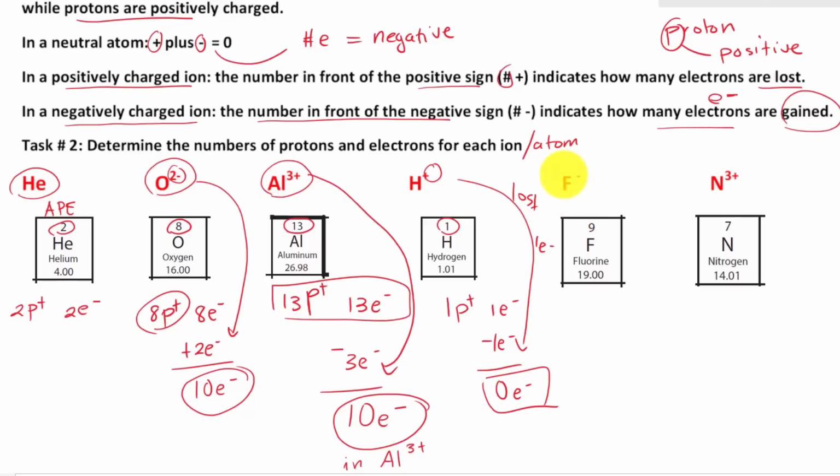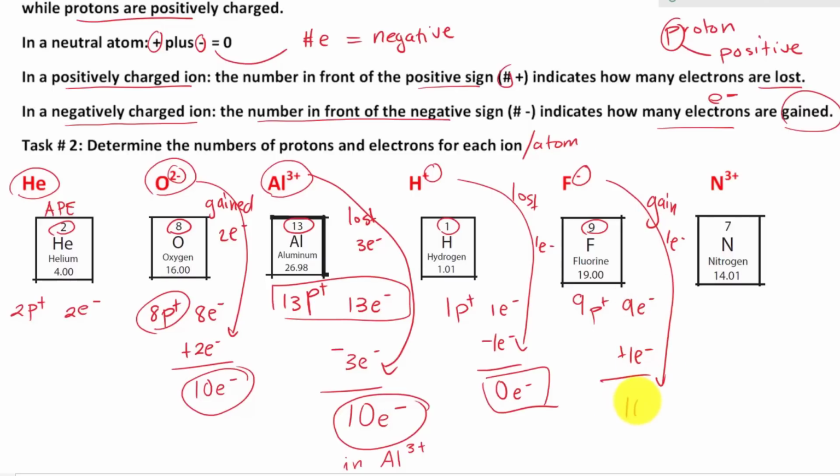Let's try this one the other way around, where we have fluorine minus. And fluorine has the atomic number of 9, so originally it has 9 protons, and it has 9 electrons. So now it has a negative. What does that negative indicate? It has gained 1 electron right there. In this case, gaining 1, because I know that number 1 must be in front of that negative charge, because there's no number there. So if it's gaining one, we add one more electron. So now what do we have total? We have 10 electrons. So now that's the total electrons in that particular ion, F minus.